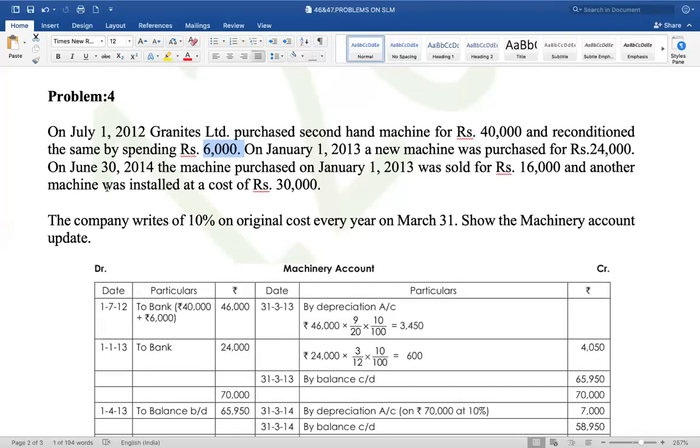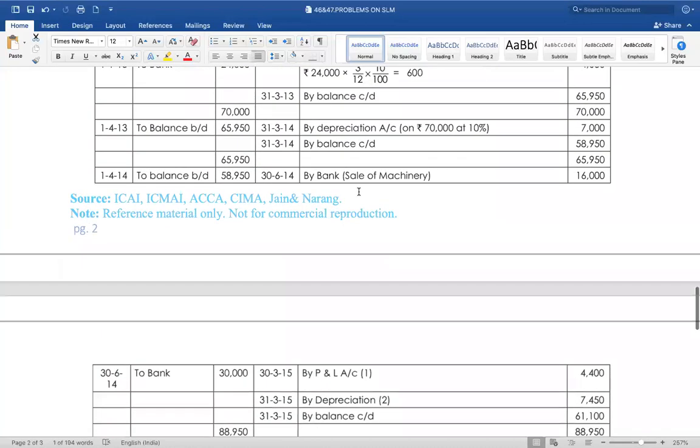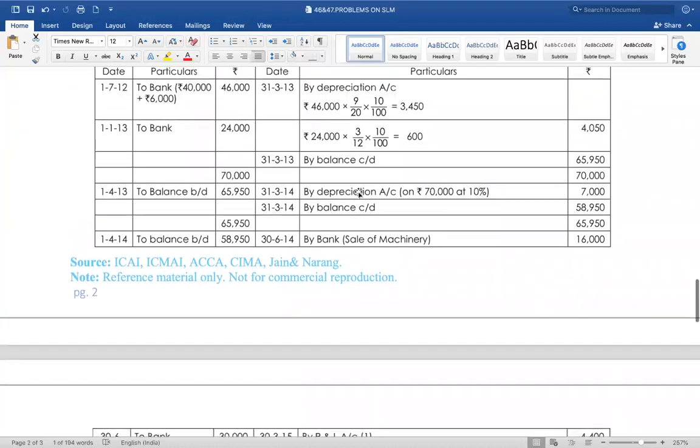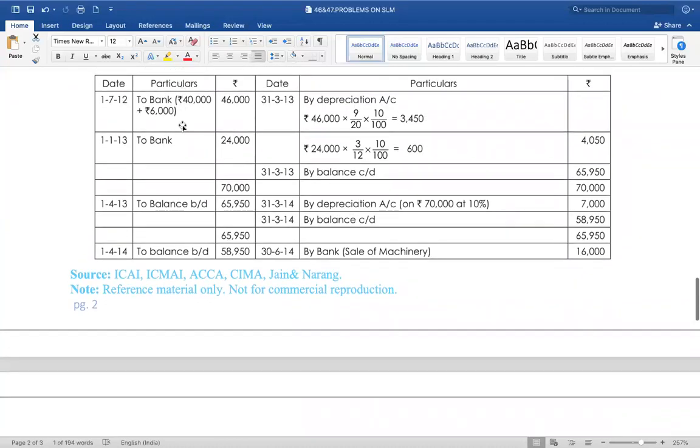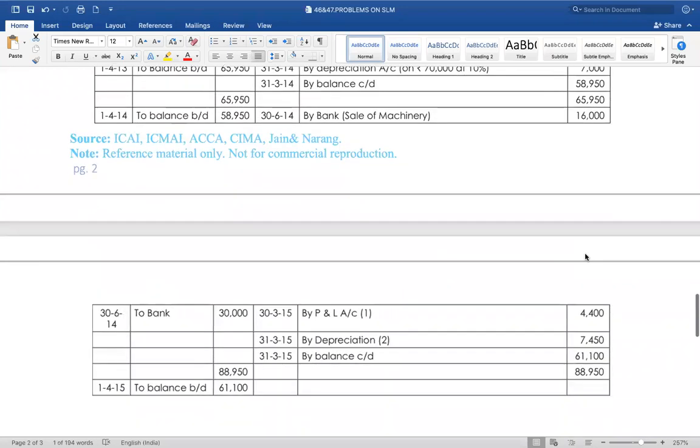Okay. And again, look at 2014. On June 30th, 2014, the machine purchased on January 1st, 2013 was sold for 16,000. And another machine costing 30,000 was installed. Let us look at this. Whenever there's a purchase, you debit. Whenever there's a sale, you have to credit. By bank, in bracket sale of machinery, 16,000. This is the opening balance. This is the sale of the assets.